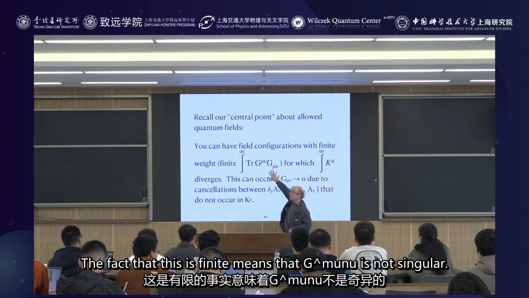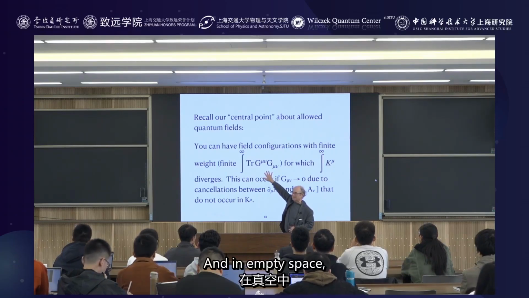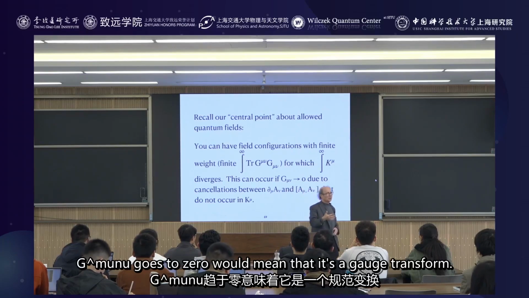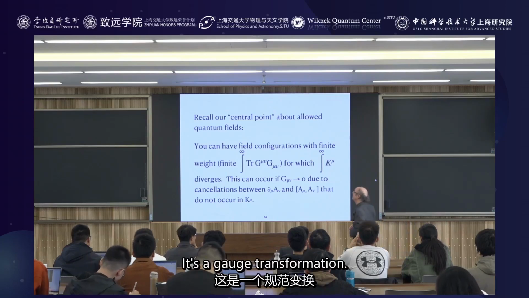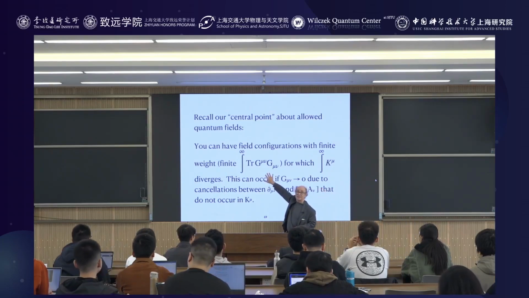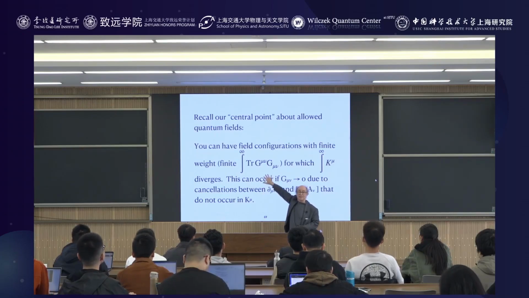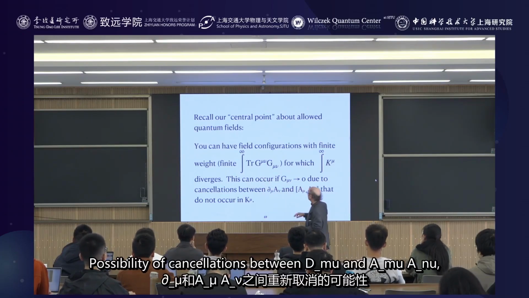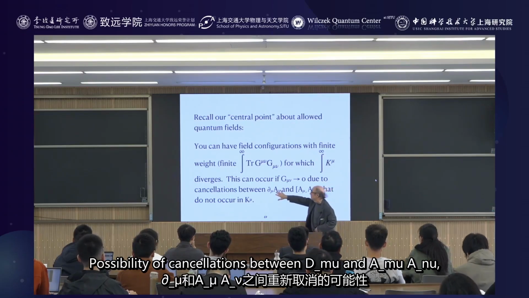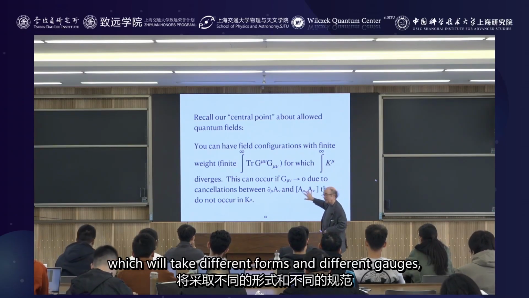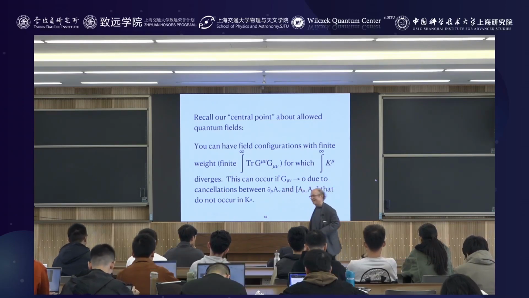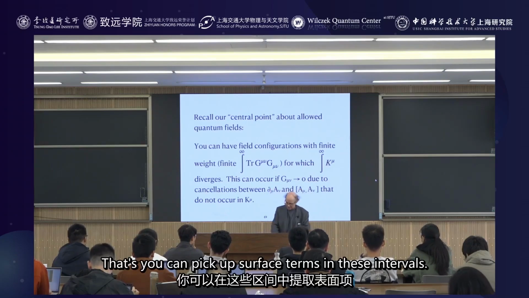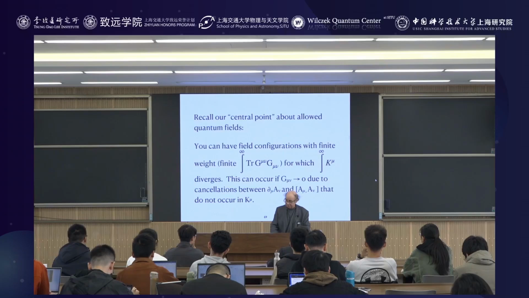Well, the fact that this is finite means that G mu nu is not singular. And in empty space, G mu nu going to 0 would mean that it's locally a gauge transformation, and that's true locally. It's not necessarily true globally, and you have the possibility of cancellations between d mu and A mu A nu, which will take different forms in different gauges, but you can never make them go away entirely, and that's how you can pick up surface terms in these integrals.